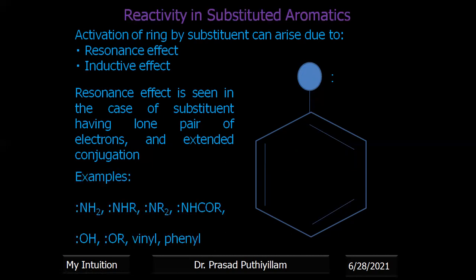So examples of such groups are the NH2 group, the NHR group, that is the primary amine group and secondary amine group, the amide group NHCOR, the hydroxyl group, the alkoxy group, the vinyl group, and the phenyl group. These are all the different groups which can activate the ring by resonance stabilization.